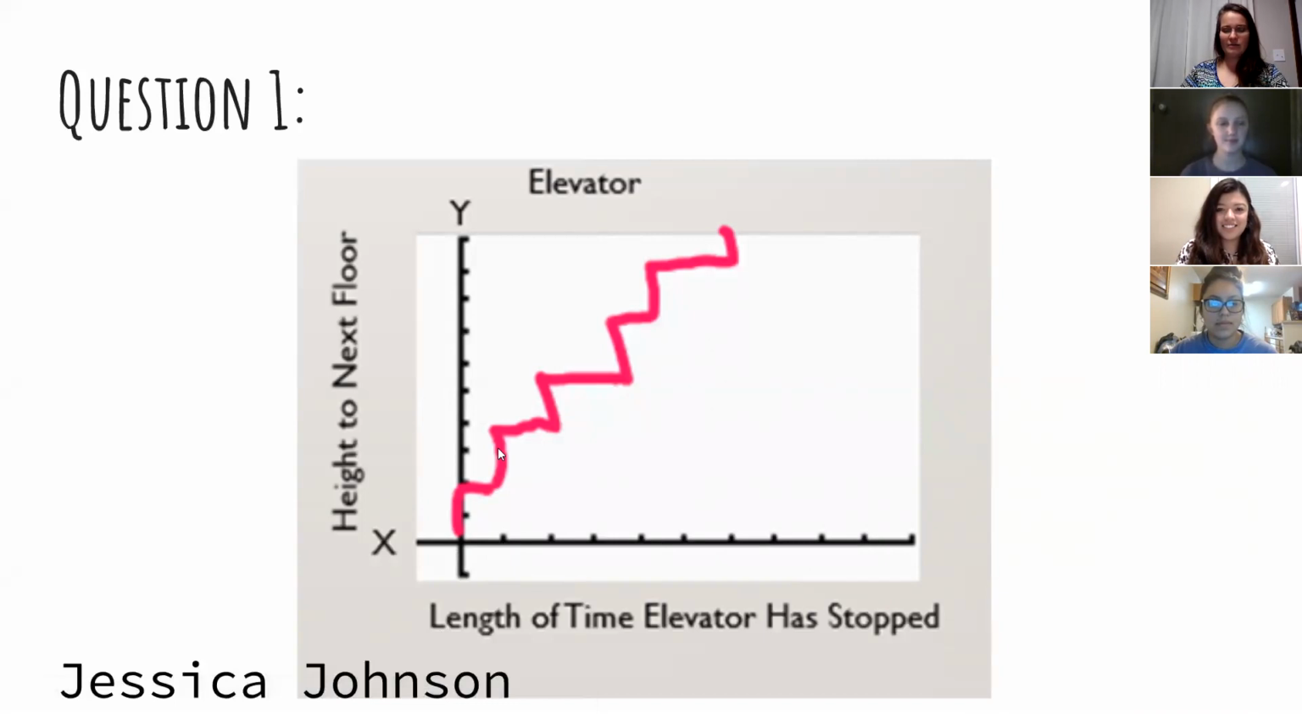As the elevator travels along the Y axis, it should remain the same length. The length of time that the elevator stops follows along the X axis, and it may vary. If the elevator is at a standstill for a longer amount of time, then the line along the X axis will be longer. If the elevator stays still for a short amount of time, then the line along the X axis will be shorter. Now let's talk about functions.